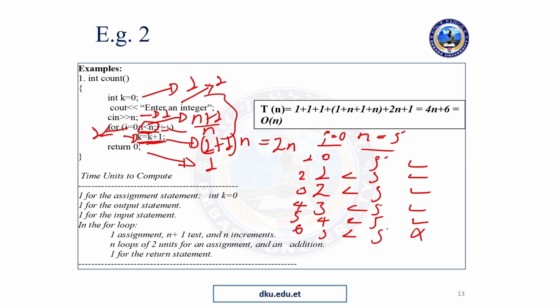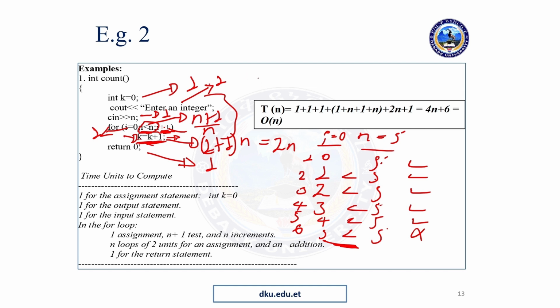But this statement, how many times is it executed? At this point, when the value of i is 5, this statement is not executed, because the condition is false. So this inner statement is executed 1, 2, 3, 4, 5 times, which means n times. And this increment statement is also executed n times.